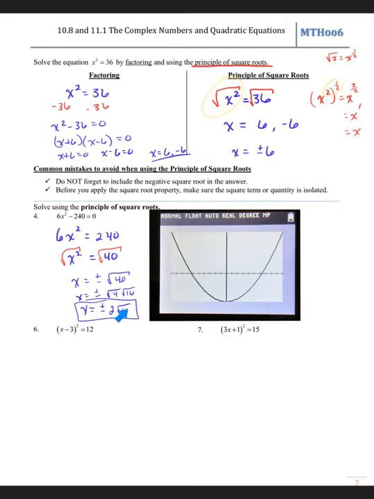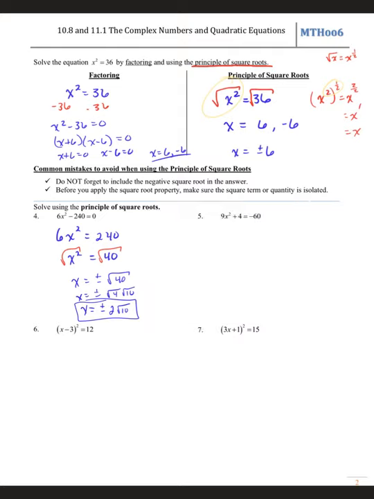Now you'll also notice that there isn't an i in this answer, which is why we do have two real solutions here. So you can always check this using your calculator. Another way you could do it is you could take this value right here and substitute it in for x, and both the positive and negative of 2 root 10 would make this statement true. Okay, I'm gonna get rid of this so we can try again.